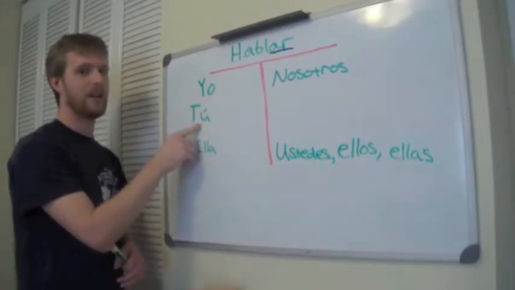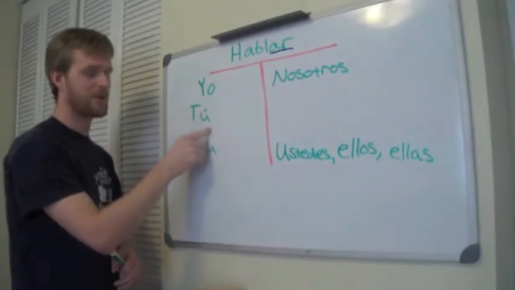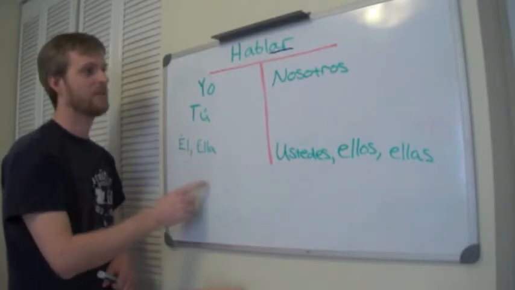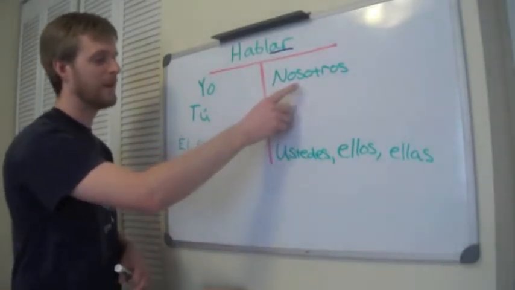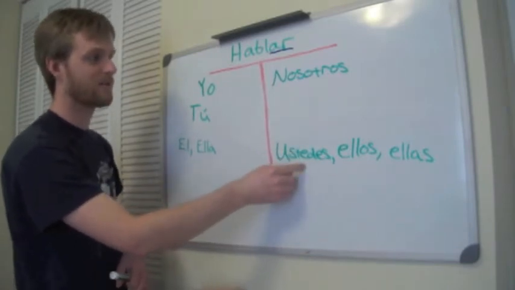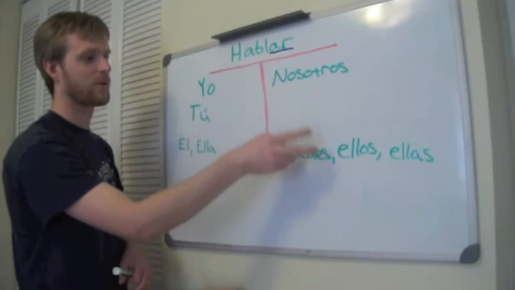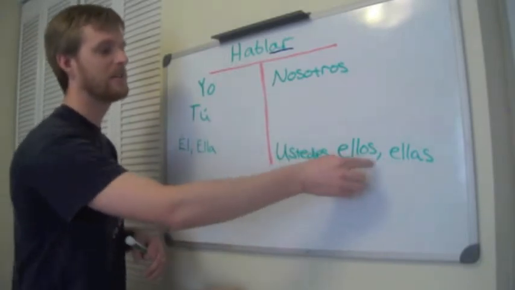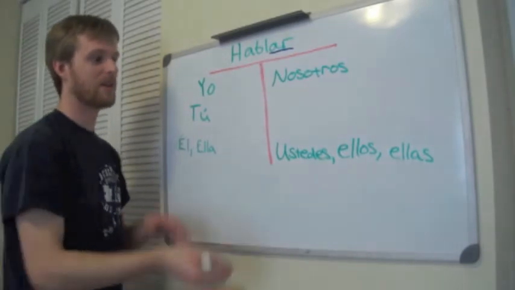Tú in English is you, second person singular. Él y ella means he or she. Nosotros, we. Ustedes, y'all, and it's down here because the verb for second person plural and third person plural is the same. Ellos y ellas is them, depending on if it's masculine or feminine.